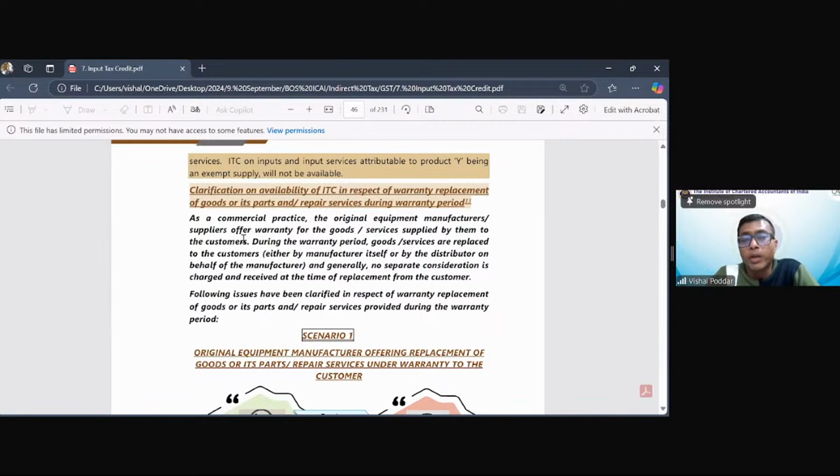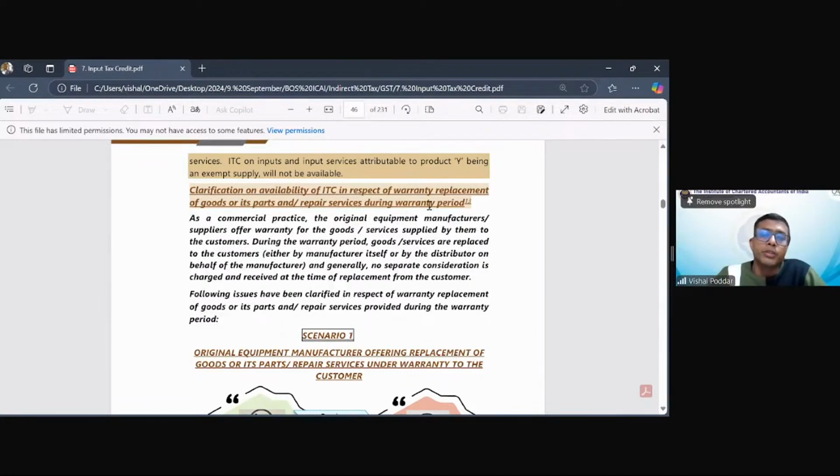Now they have come up with one special case scenario. Clarification on availability of ITC in respect of warranty replacement of goods or its parts and repair services during warranty period. Now, what is this point? The point is, see, I have sold you some goods. Let us say I am a dealer of television. My television is having 2 years warranty. That if any problem comes, I will replace the part, I will change the part, I will repair the television. And let us say you have bought a television, which is the latest smart TV costing rupees 2 lakhs. And I have given you 2 years warranty.